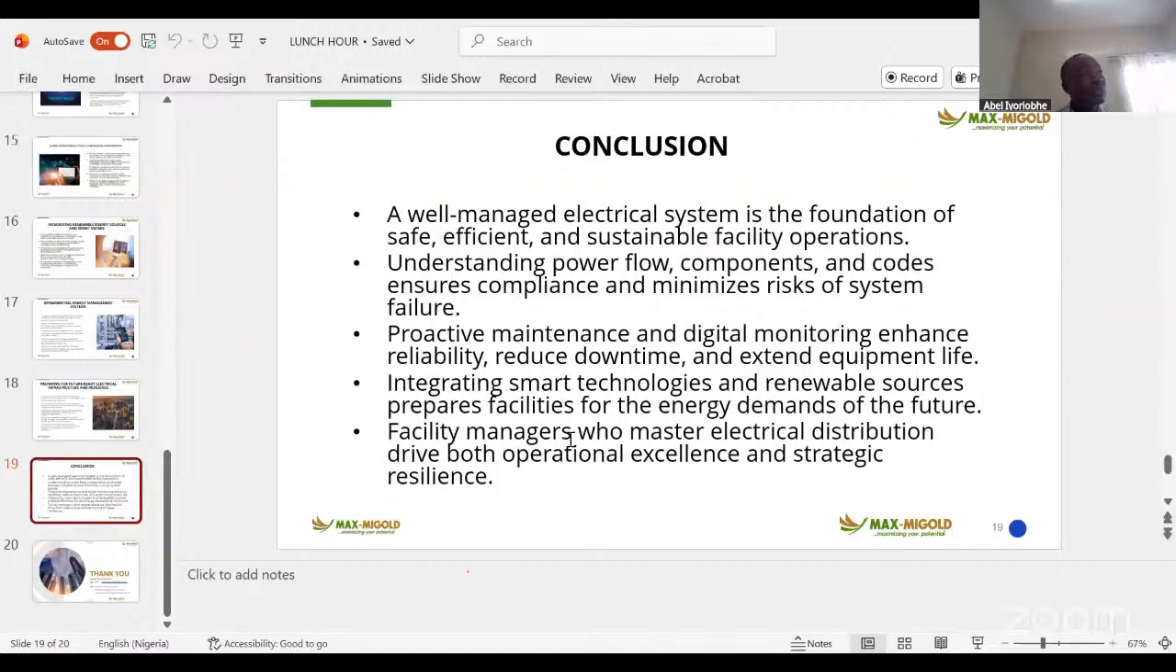Enabling environment, ambient environment. The AC is not going bad because your generator is overloaded. The AC is not going bad because you have not carried out PPM on the generator or your transformer. So these are the things you must pay attention to. There is no rocket science about it. Proactive maintenance and digital monitoring enhance reliability, reduce downtime, and extend equipment lifespan. That's what I just explained to you.